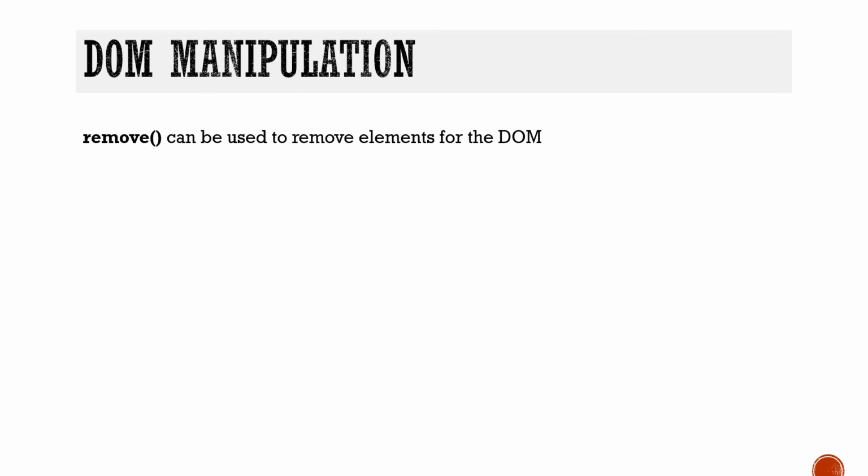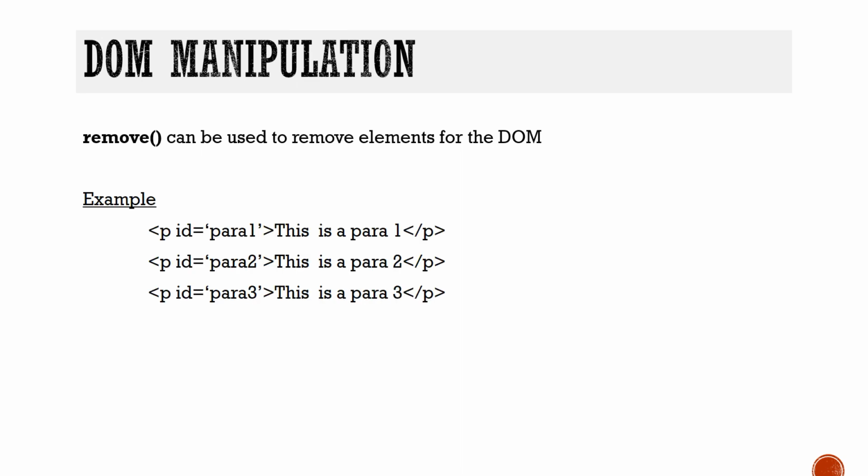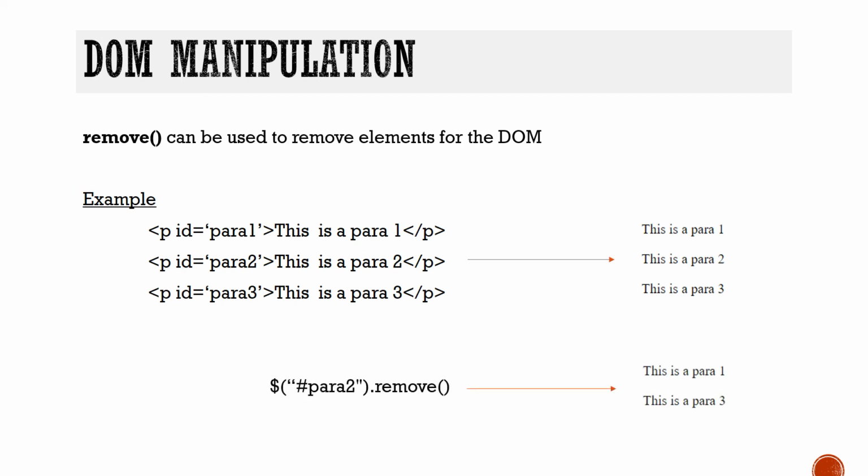Likewise, we have the remove method. The remove method does exactly what it sounds like. It can be used to remove elements from the DOM. So let's take an example. If we have an HTML structure which looks like this, and I want to remove, say, paragraph 2, which has an ID of para 2, I can simply use the remove method. And what this will do is remove the second paragraph from the DOM for me. So that's the remove method for you.